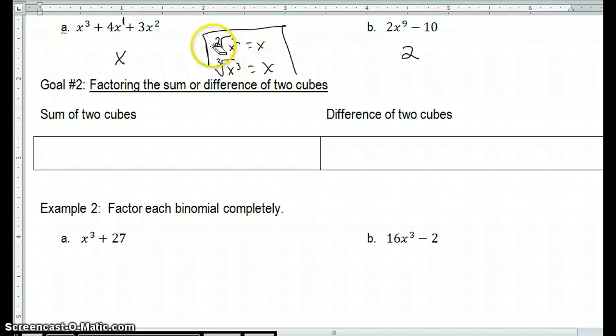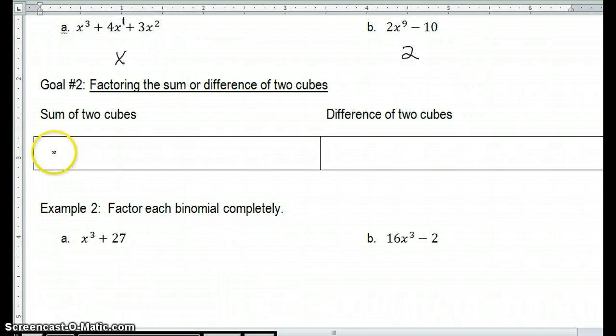Alright, so now I'm going to erase this because I don't want to confuse you in other parts of your notes, because it really doesn't have to do with part A or B. I just wanted to put that there because it was a space to write it. Alright, now, I'm going to create the sum of two cubes. So this is a formula that you're going to have to memorize.